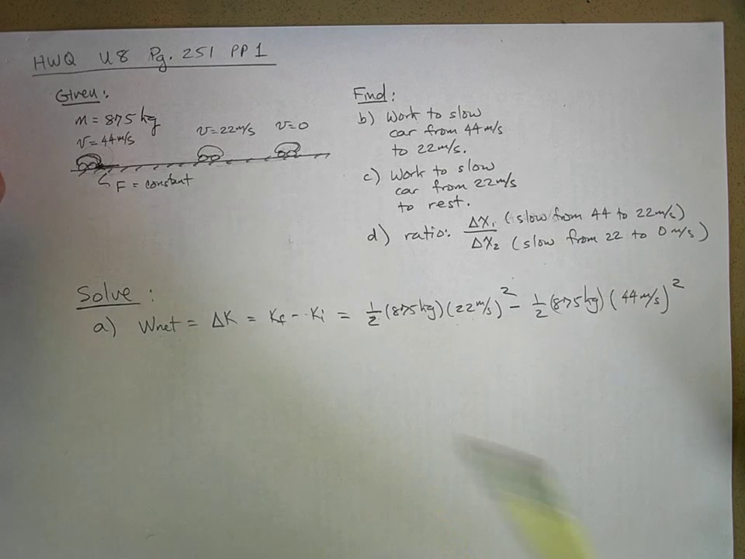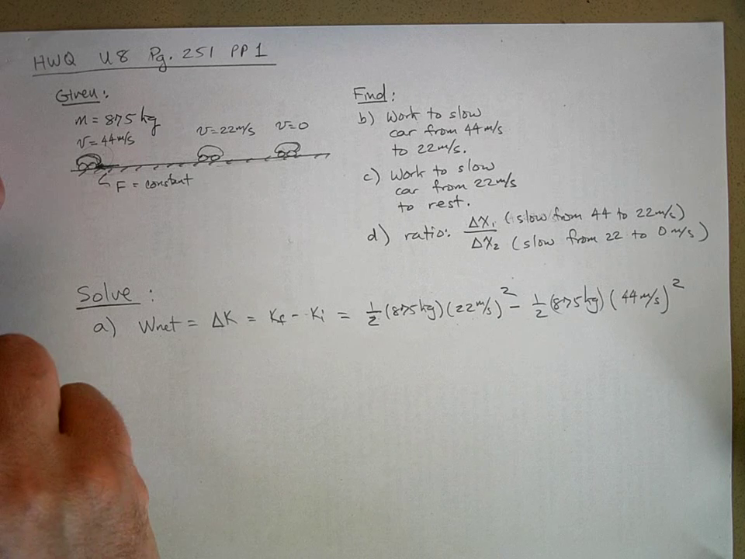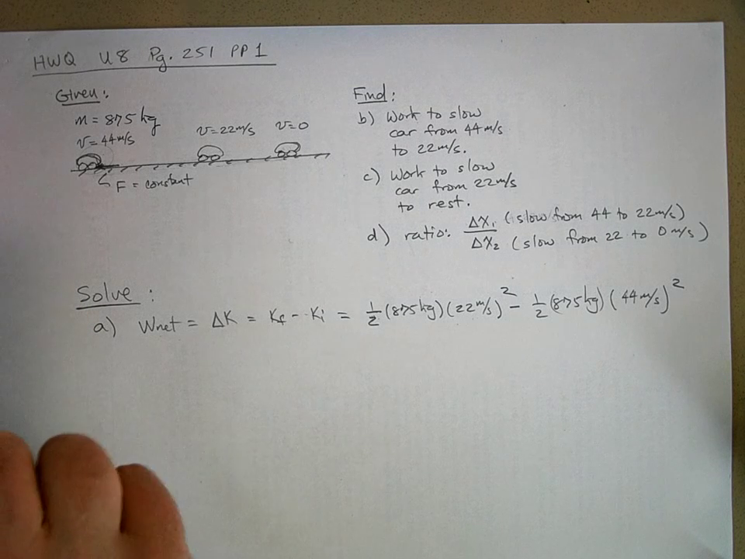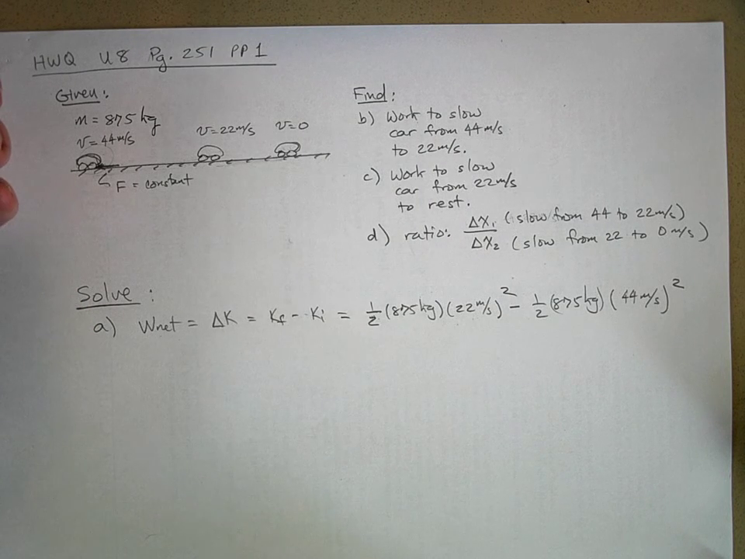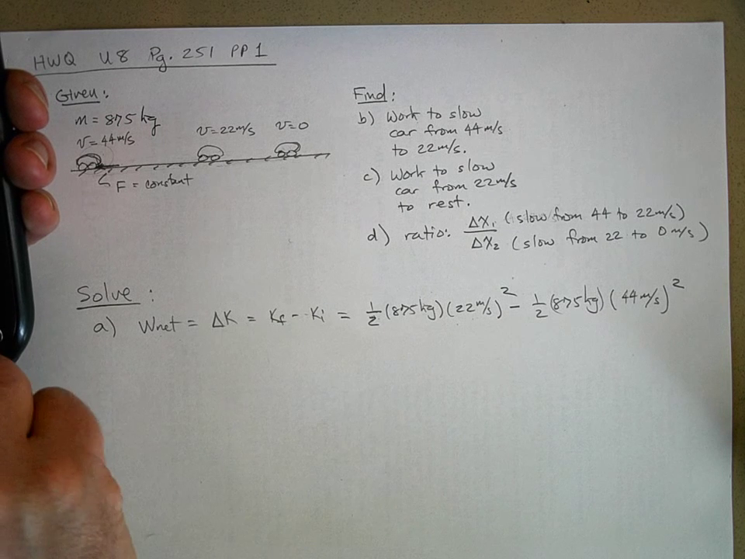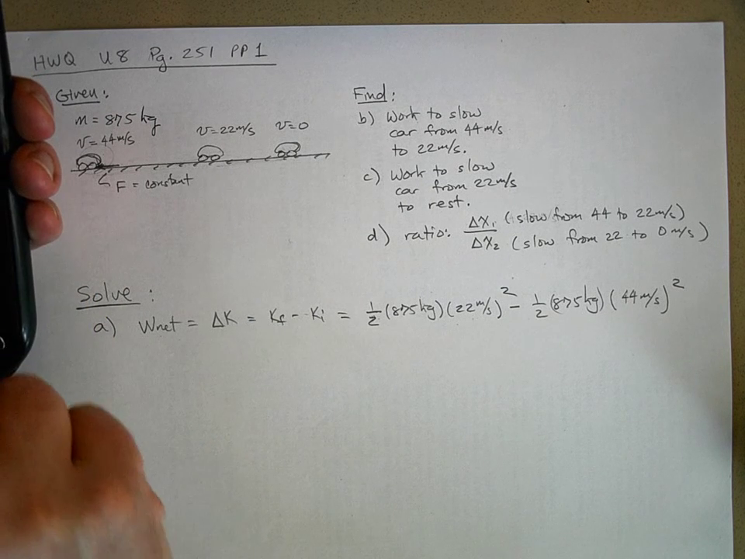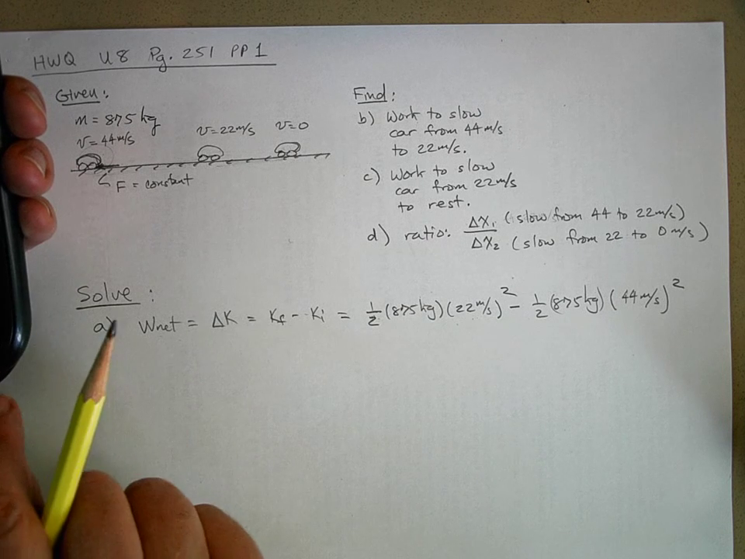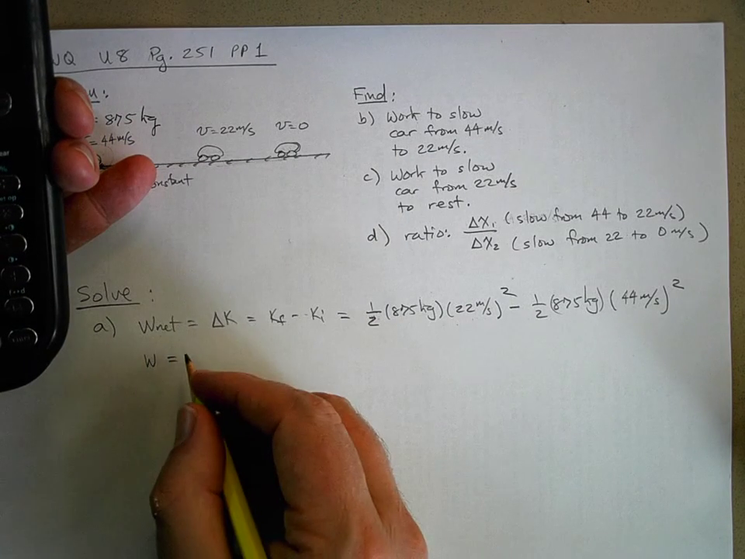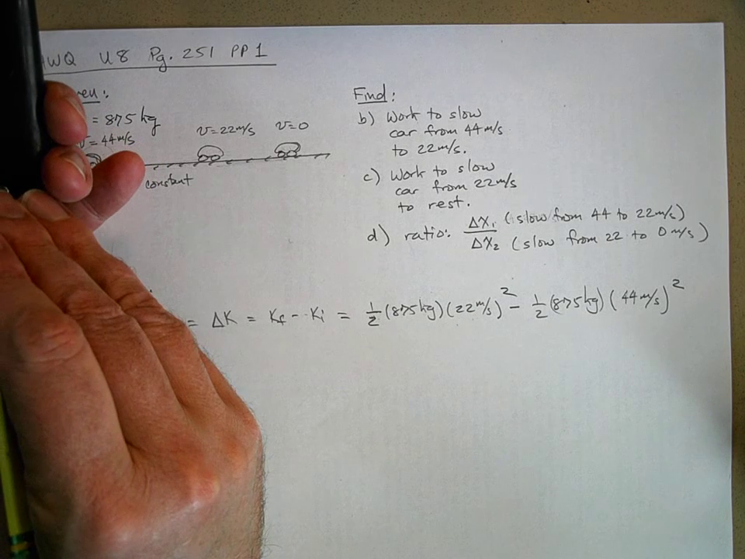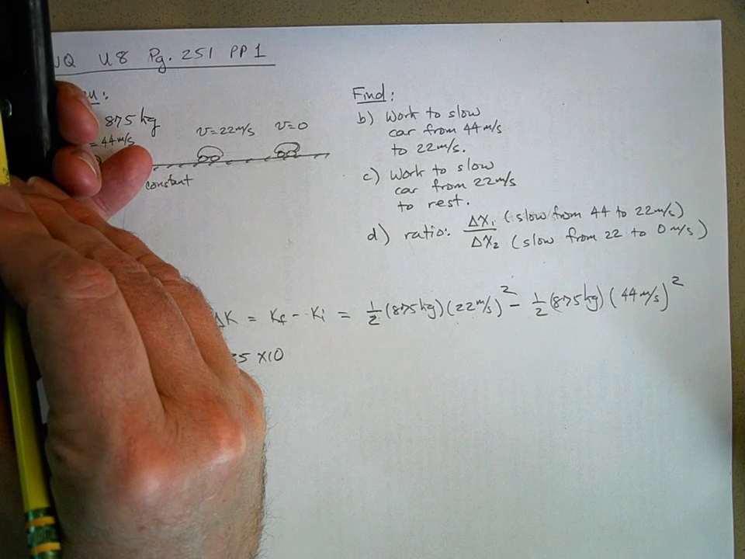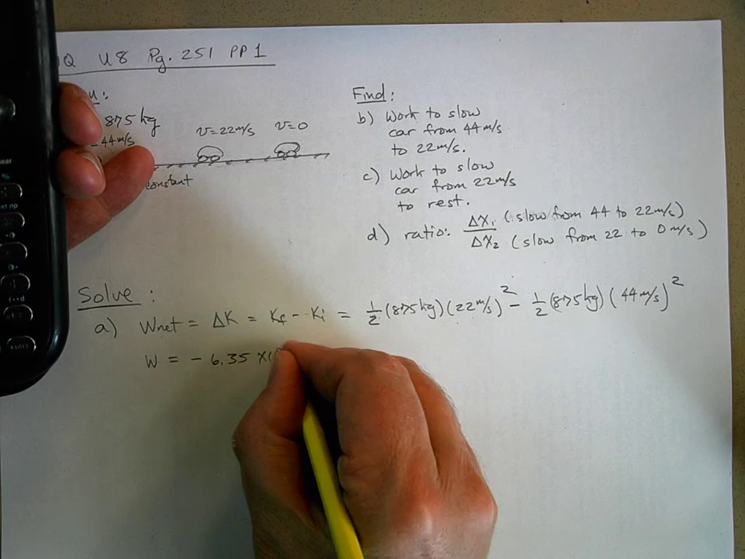All right, so I'm going to go ahead and factor these out. So 0.5 times 875, and you get 437.5 when you do that. Now multiply that times, in parentheses, 22 squared minus 44 squared, and you get the work done for part A is negative, and it's negative a lot. Negative 6.35 times 10 to the 5 joules.